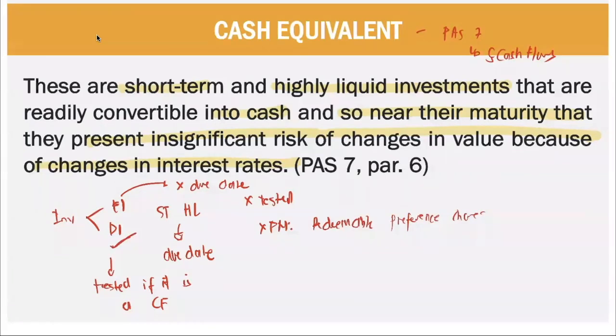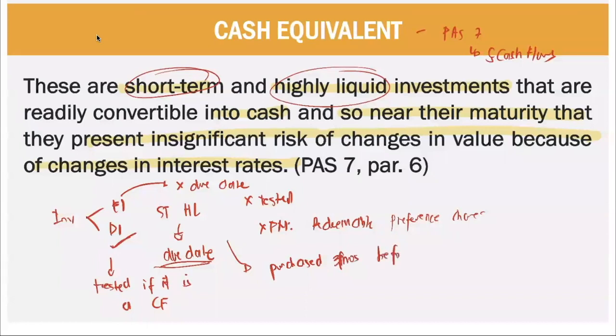Okay, now guys, take note here of the terms short-term and highly liquid. When we talk about short-term and highly liquid, one thing that we look at is the due date. Therefore, when can we say it is highly liquid? It is considered highly liquid if it is purchased 3 months before maturity. Okay? Purchased 3 months before maturity. So therefore, a cash equivalent is actually a debt instrument or a redeemable preference share purchased 3 months before maturity.